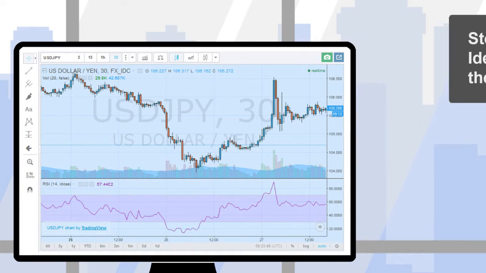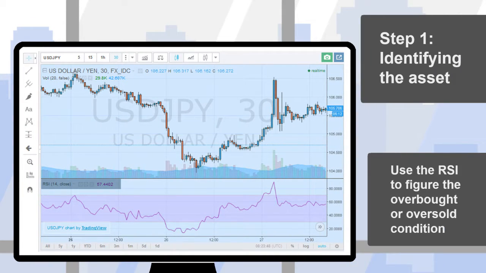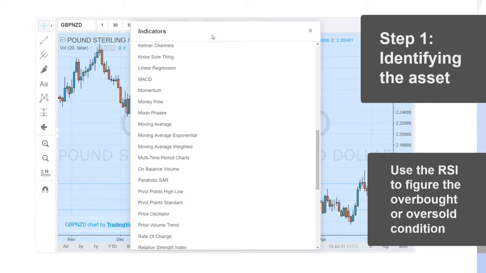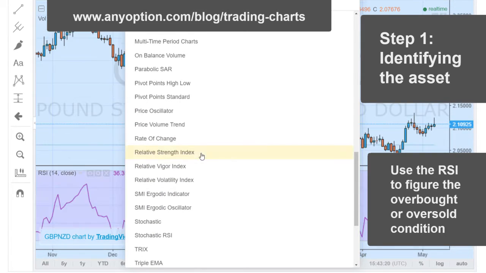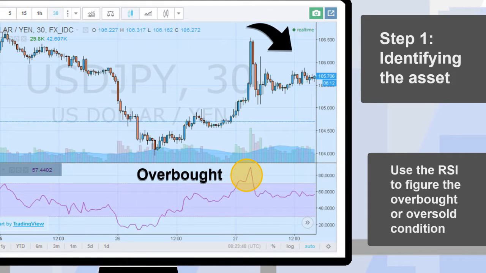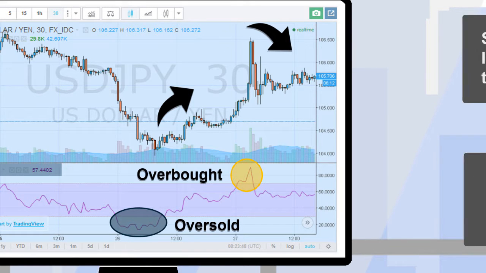Step 1. Identify an asset whose price movement is reaching an unsustainable point. You can use the Relative Strength Index, or RSI, to help you figure the overbought or oversold condition. You can access the RSI on the anyoption blog at anyoption.com. Remember, a reading of 70 indicates the asset is overbought and is due for a price drop, whereas a reading of 30 shows that the asset is oversold and the price is about to rise.